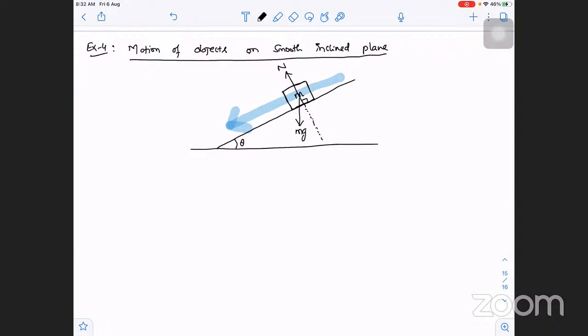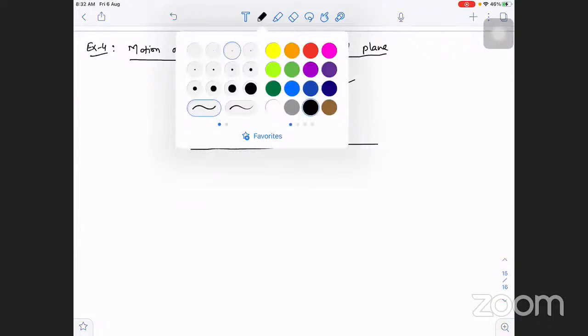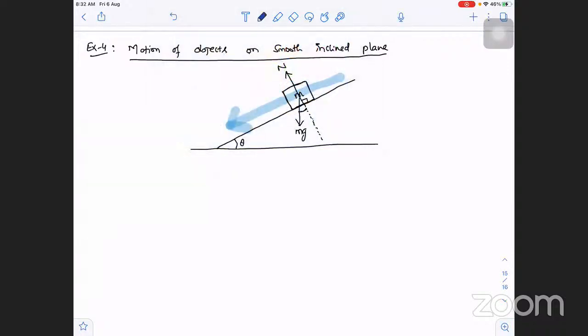The object cannot move along the normal direction, right? It cannot move up, it cannot move down, which is perpendicular to the inclined plane. But it can slide along the inclined plane. So that's why, this is theta, and this has to be how much? What is this angle? This angle is 90, so this angle will be 90 minus theta. So this angle will be theta. Total should be 90.